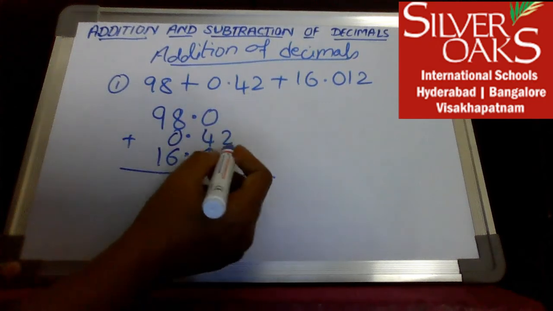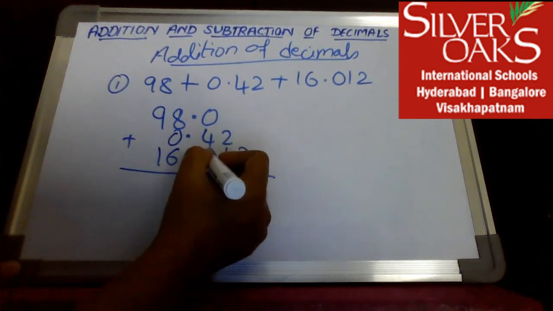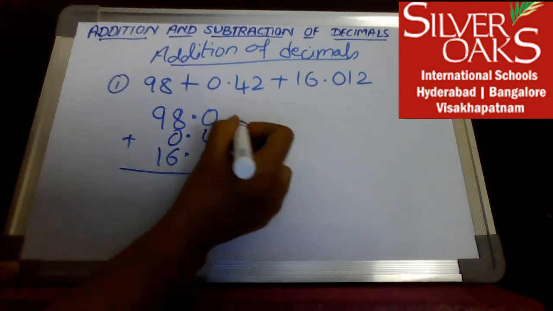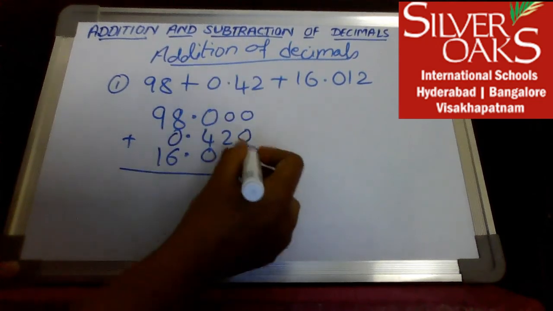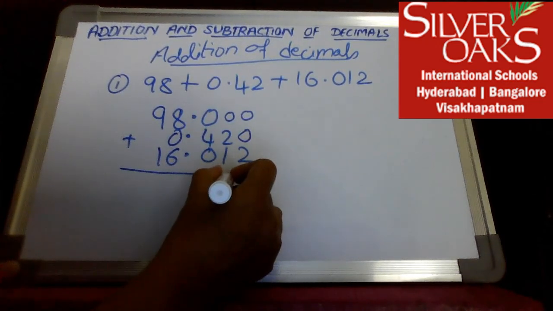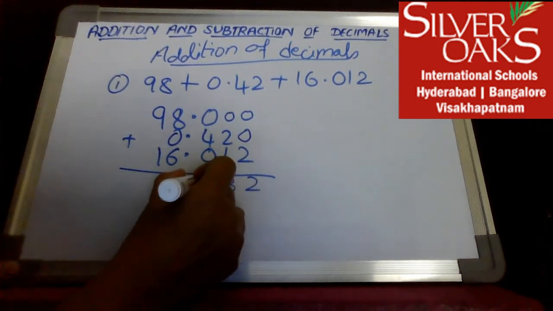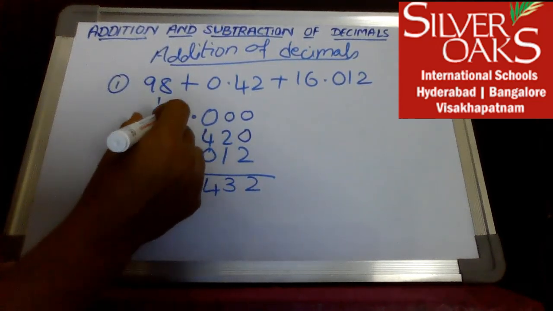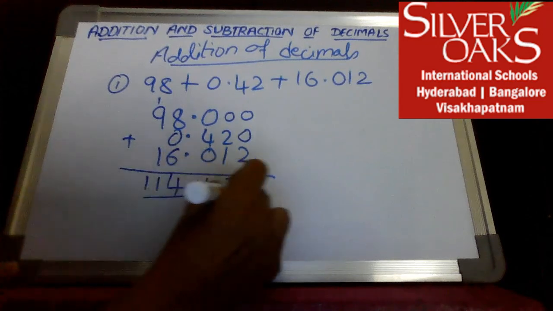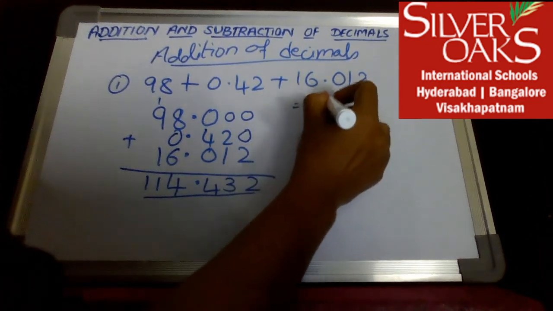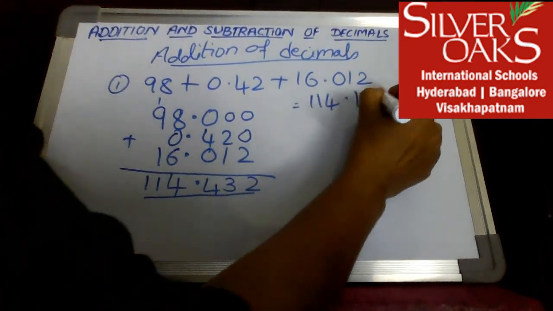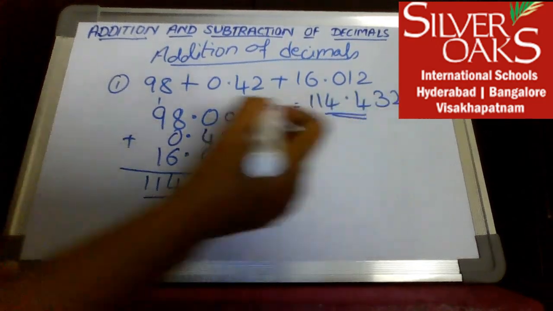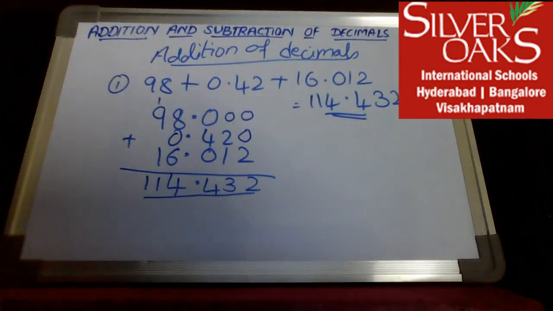Now let me convert them to like decimals. So here you have 3 digits, so I'll convert this also to 3 digits here. So now 2 plus 1, 3, 4, 14 and 11. So it is 114.432. So this is one example.